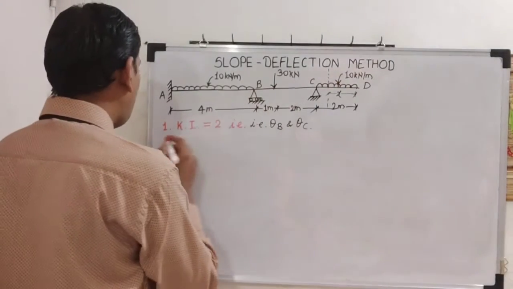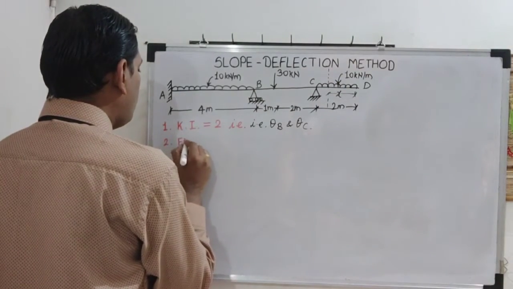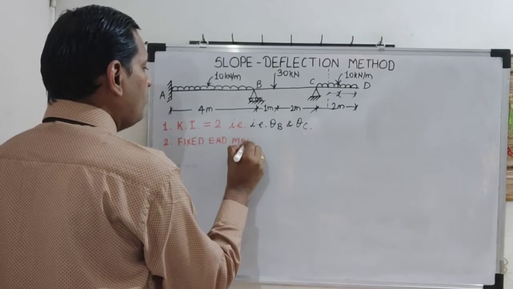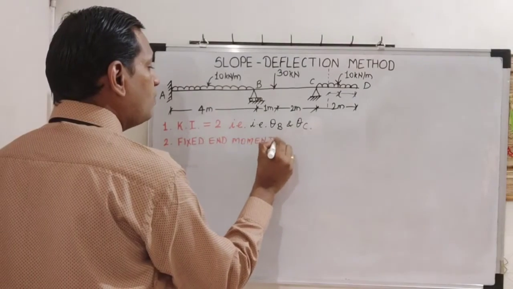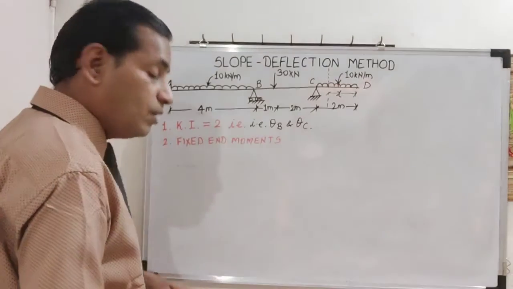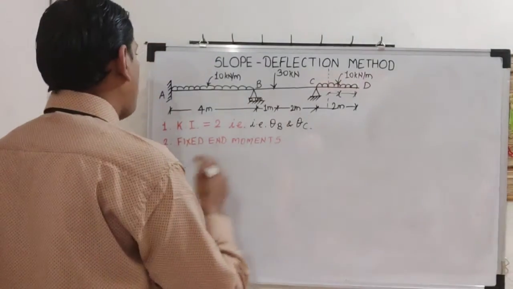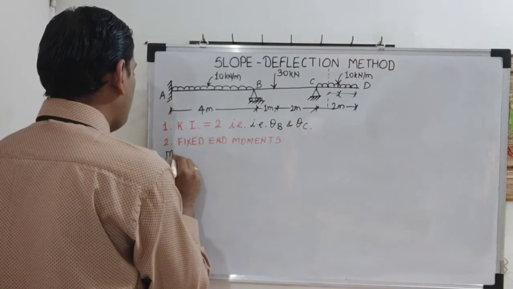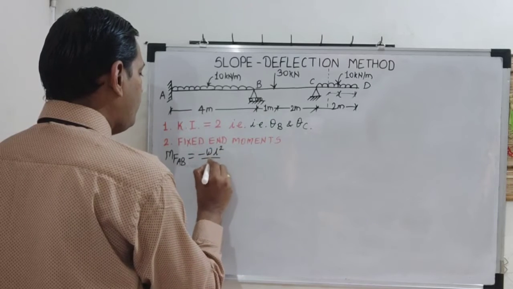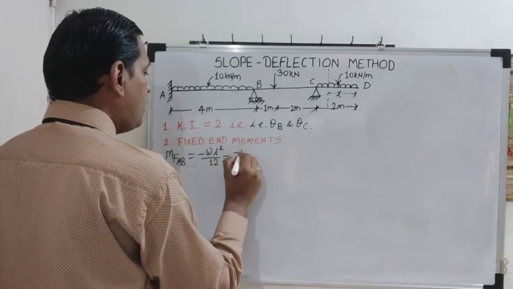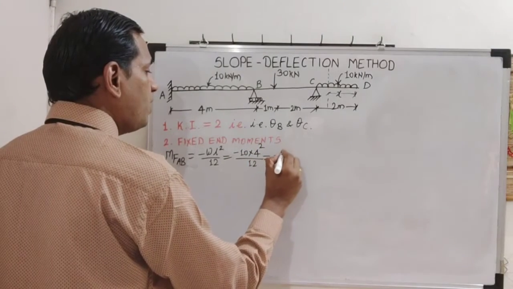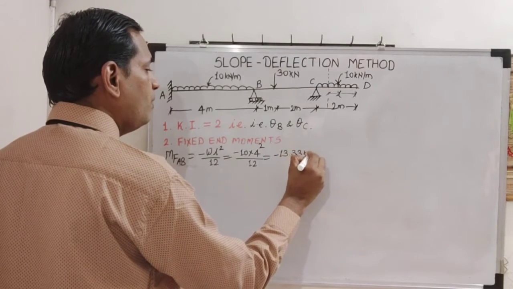Now we have to find out fixed end moments because of external loading. We have standard formulae for these, so let us use those formulae and find out the fixed end moments in each span. First span is AB. We will have 2 fixed end moments, MFAB equals minus WL square by 12. This is for UDL. So minus 10 into 4 square upon 12. The answer is minus 13.33 kilonewton meter.